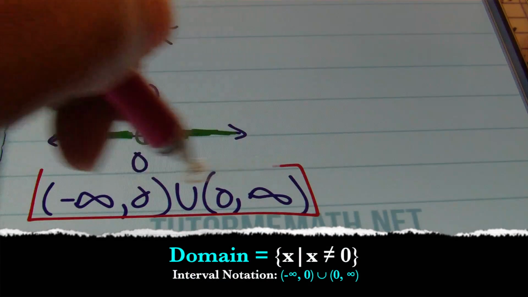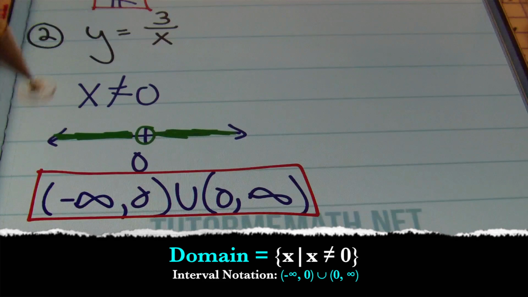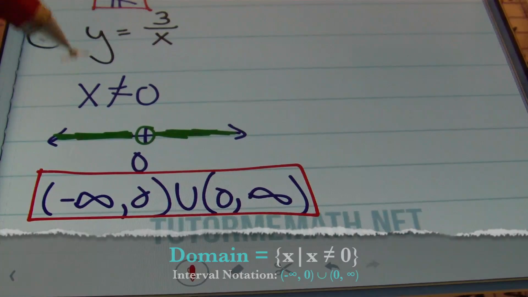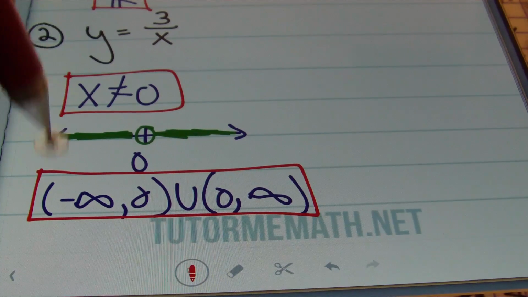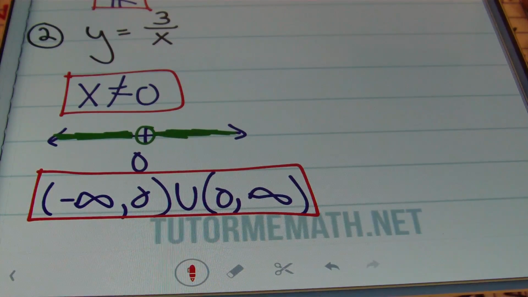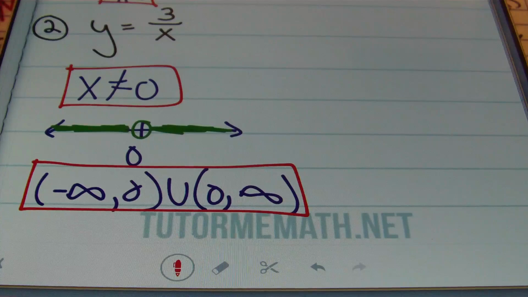That's it. Most teachers will want you to write it in interval notation. Some teachers will let you write the domain by saying that x is such that x cannot equal 0. So some will accept this, but most will want you to write it in interval notation, just like that.